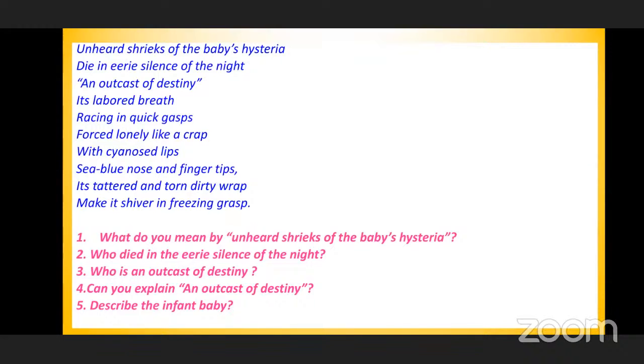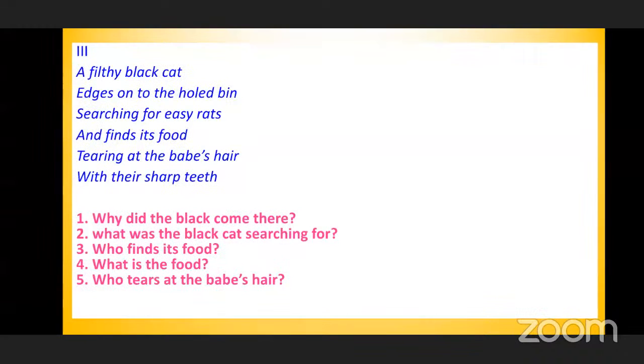Now describe the infant baby. How to describe the infant baby? Look at the poem once again. Her lips have become blue, and she has little fingers. She is put in a dirty wrap, and she has a sea blue nose and fingertips. This is how you describe. She is left over there like a crab, like a waste material. So this is how you should write, in short notes, in 1 or 2 lines.